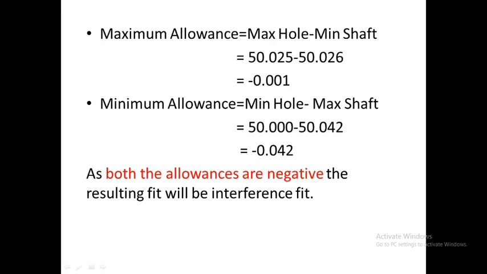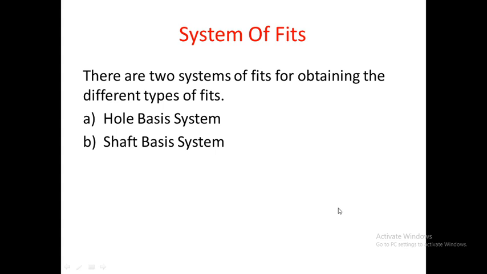Now we will proceed towards the next definition, system of fits. Now we have already learned the different types of fits. Now in order to obtain different types of fits, that is the clearance fit, interference fit or the transition fit, we have a certain system. So system of fit is nothing but the system used to obtain different types of fits. So here the systems are hole basis system and shaft basis system.